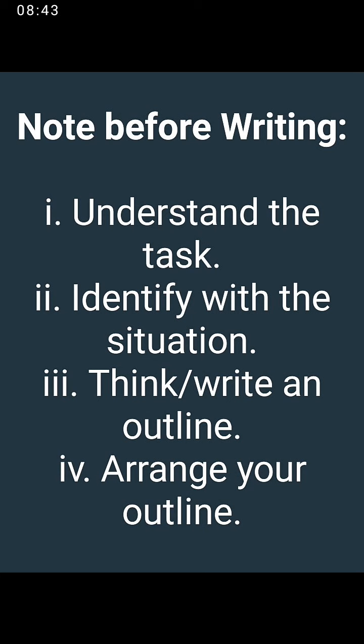So if the question says you have a sister abroad who is married to a notorious criminal in Nigeria, advise her, write a letter to her advising her to quit the marriage. And you begin to feel like, no, God forbid, my sister cannot marry a criminal. No. You have to put yourself in that situation.